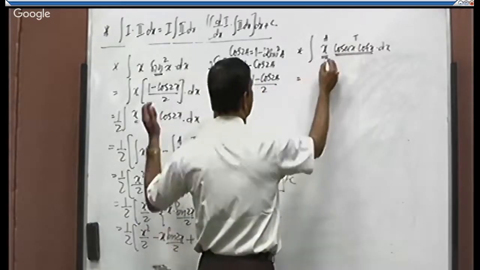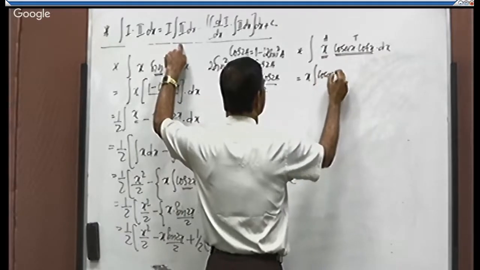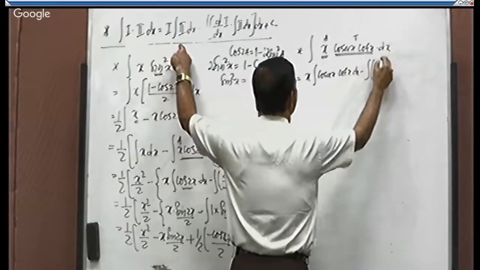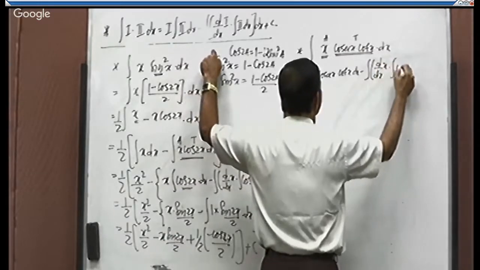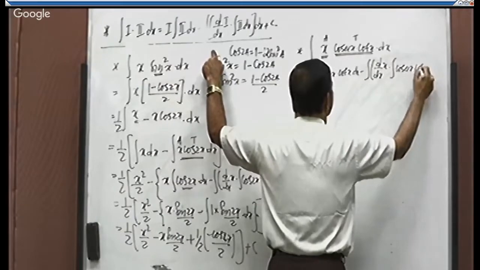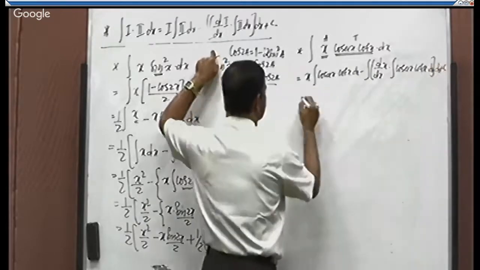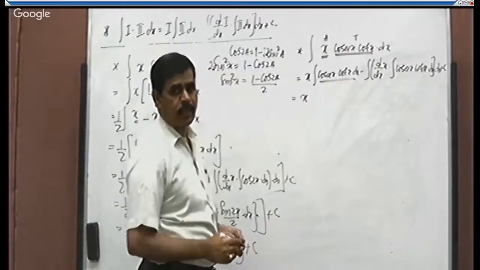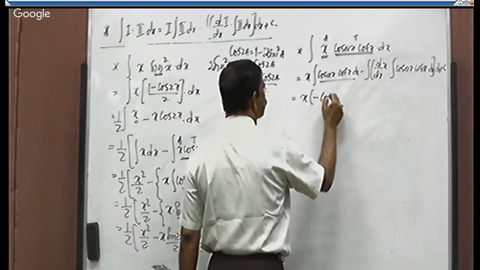Write the formula: first function, x, into integration of second, cosecant x into cot x dx, minus integral of d by dx of first function, x, into integration of second, second is what? Cosecant x into cot x dx, dx, plus c. That is x into integration of cosecant x into cot x, it is minus cosecant x, right?